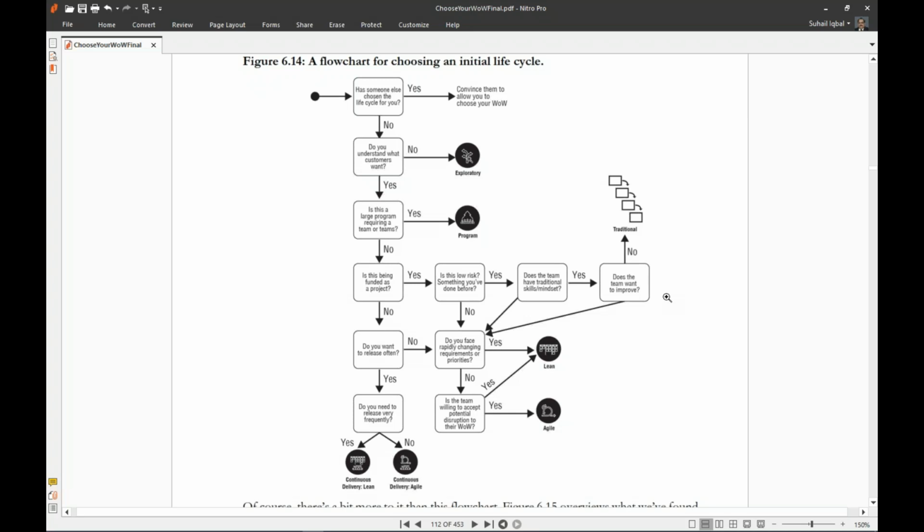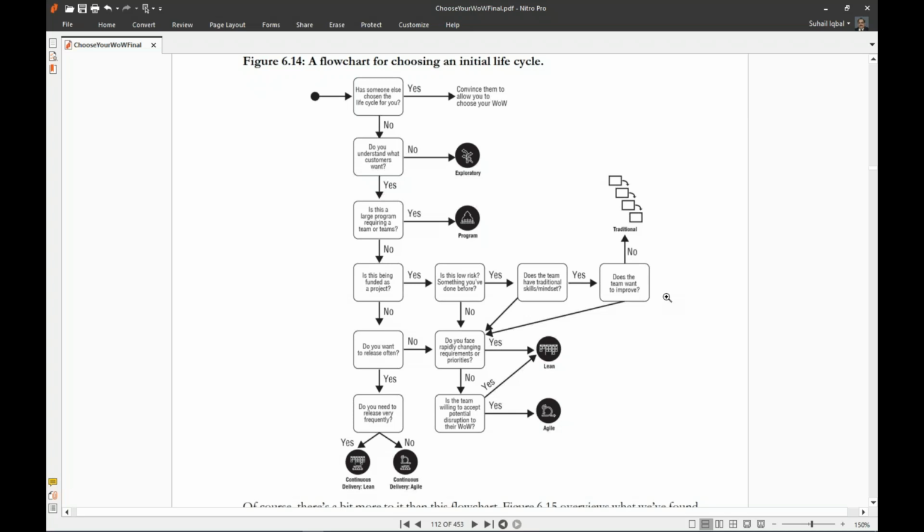If yes, is this a large program requiring a team of teams? If yes, go for the program life cycle. Otherwise, if no, then ask another question. Is this being funded as a project? If yes, then is this low risk, something you have done before? If yes, does the team have additional skills and mindset? If no, then you go to, do you face rapidly changing requirements or priorities?